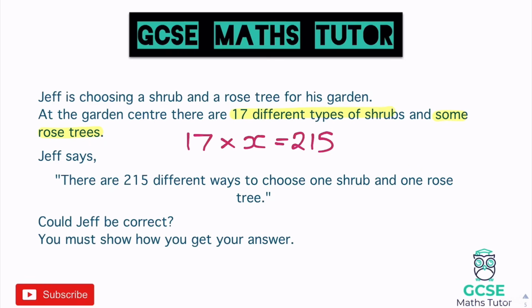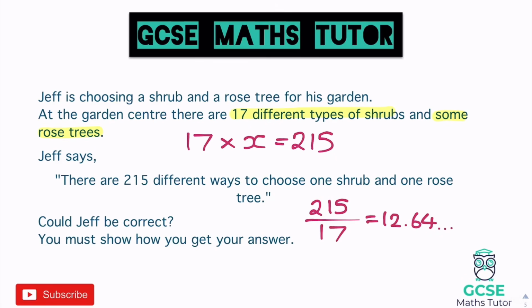It can't be possible. So if we think about this in reverse, we just do 215 and divide it by 17, and I'll do that on the calculator, see what we get. 215 divided by 17, and we get a decimal. We get 12.64, and a lot more decimals there, but 12.64. The important thing here is that it's not a whole number.